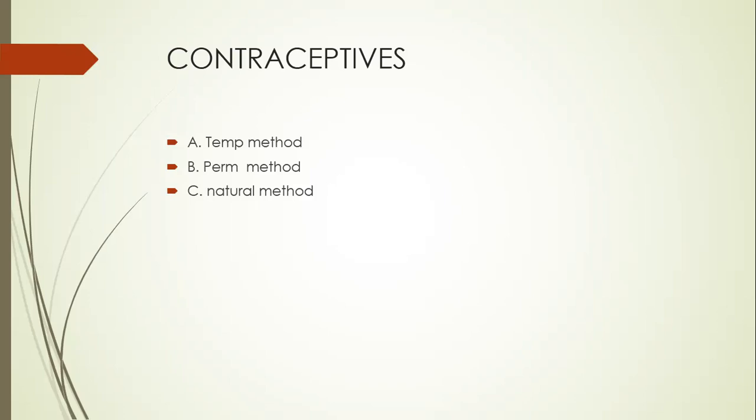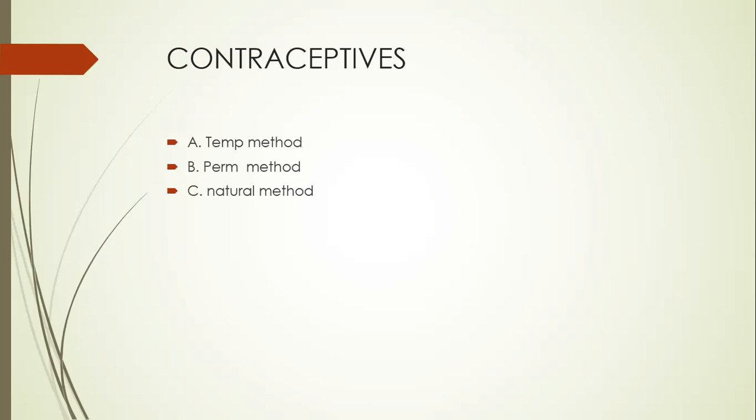Then breastfeeding. Breastfeeding mothers are themselves having a contraceptive effect, but even though it is said to be a barrier method, it is not at all a reliable contraceptive method. Then what are the permanent methods? There are only two permanent methods. Which are they? They are sterilization: vasectomy and tubectomy. So those are the two sterilization methods.